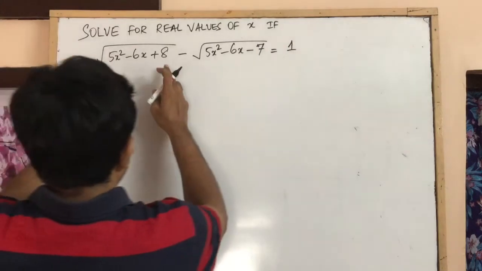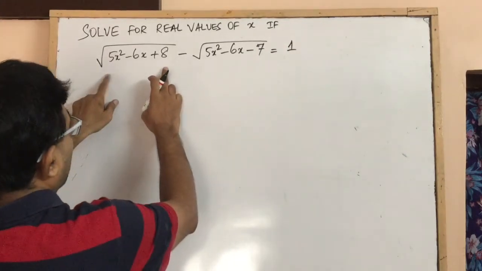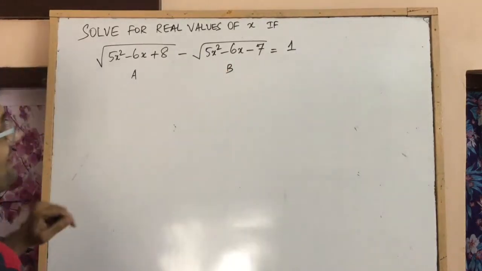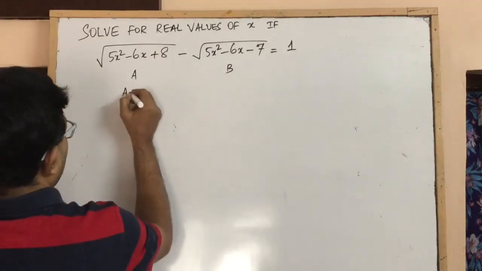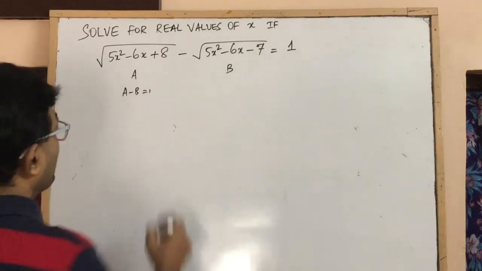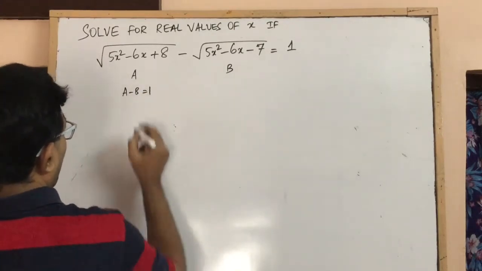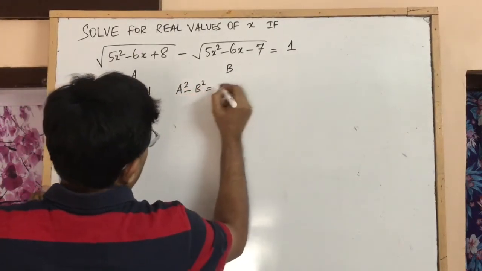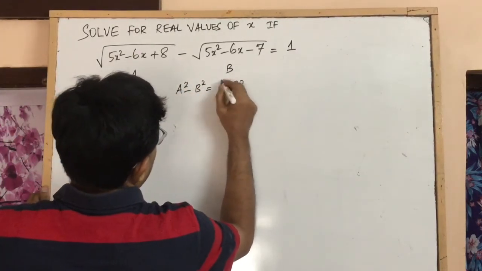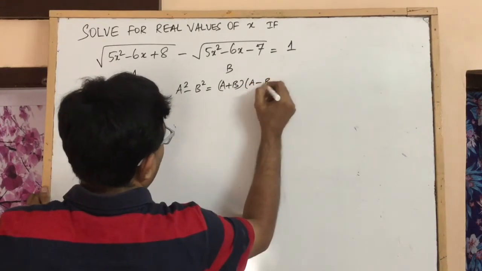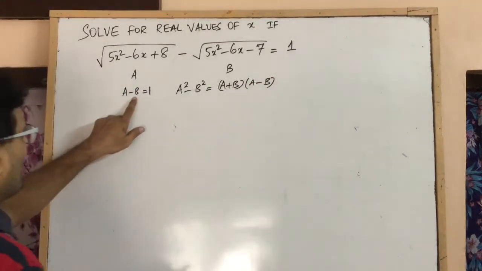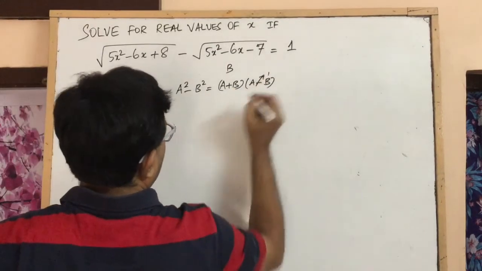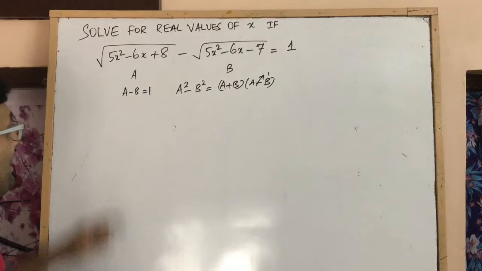So let's say we took this as a, right? If this term were a and this term were b, we are given that a minus b is equal to 1. We could make use of the algebraic identity a squared minus b squared is equal to a plus b into a minus b. But here we know that a minus b is 1. Therefore, a plus b would be equal to a squared minus b squared.